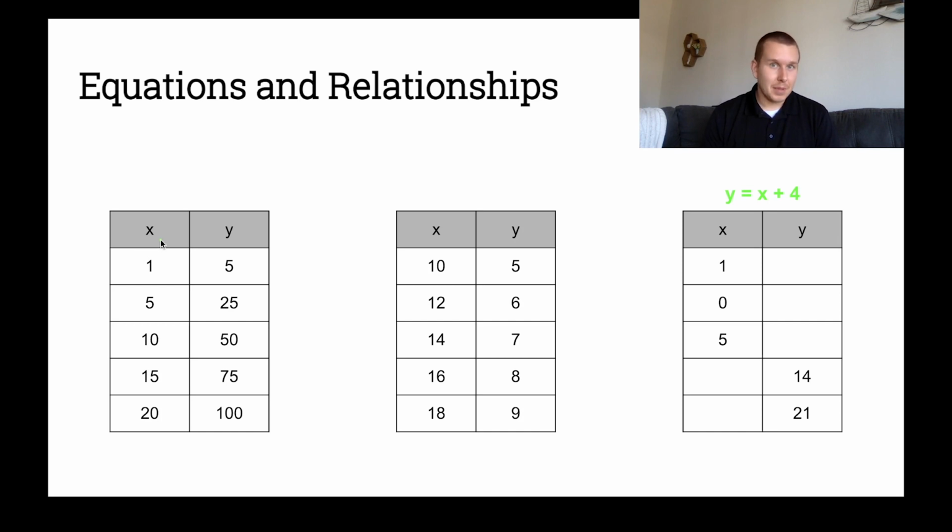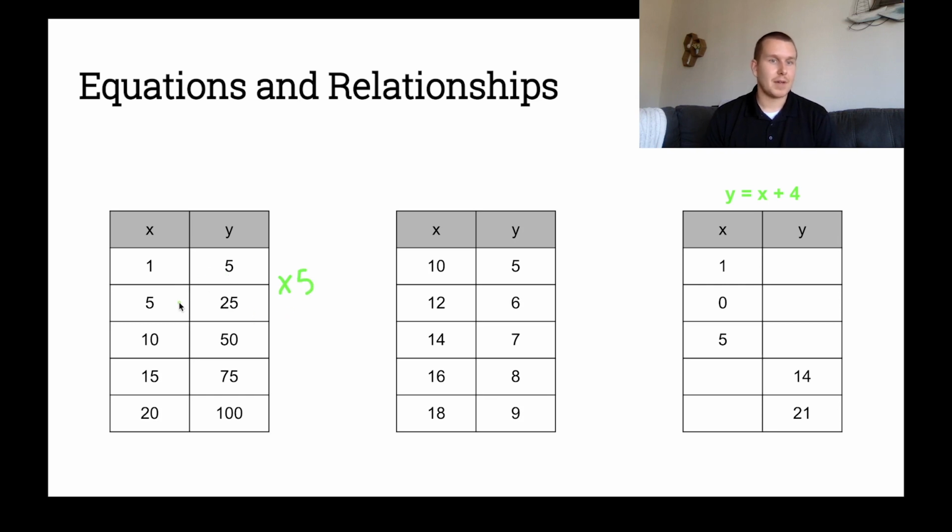X is the input, independent, and the horizontal axis. Y is the dependent output and vertical axis. So we've got 1, then it goes to 5. 5, then it goes to 25. I'm starting to notice that it grows immensely. So it looks like we're going to be multiplying something, okay? So I'm going to put a multiply 5 here. Let's see if that works.